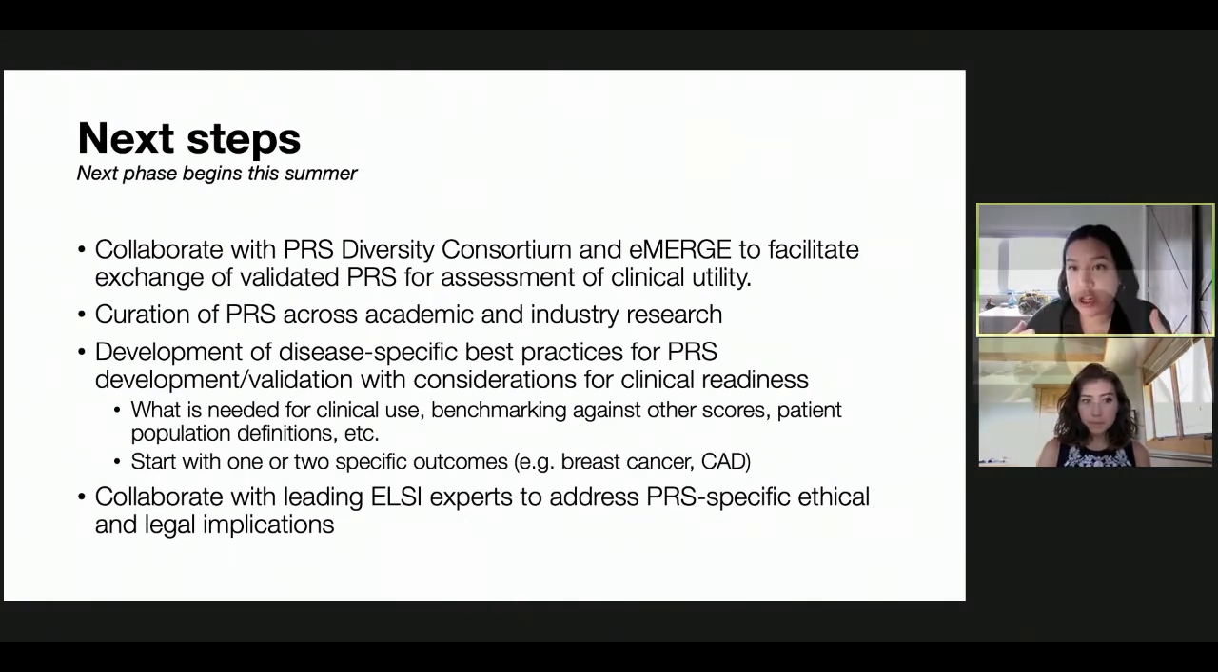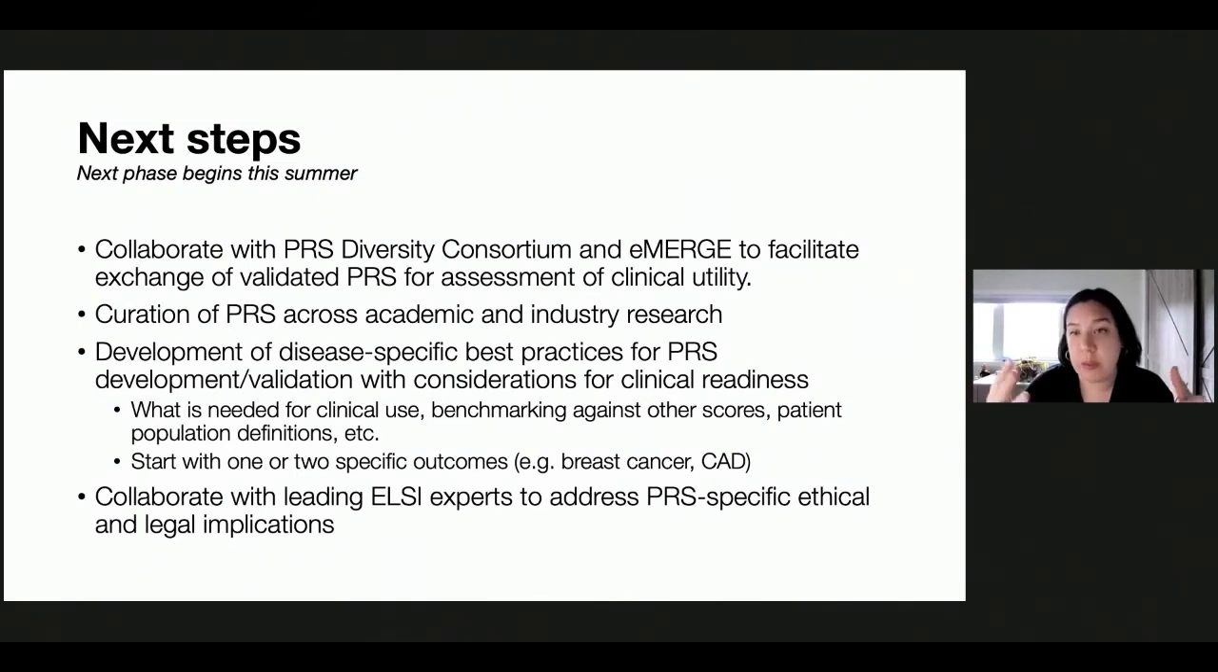What are the ethical considerations for us moving forward to using these PRS in the clinic, making sure that it's both valid and has utility, but also is equitable and doesn't place any patients at risk. And so this is what we're doing moving forward, is finding this curation.